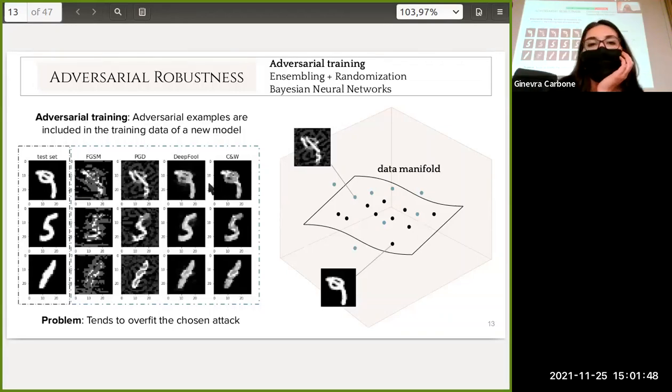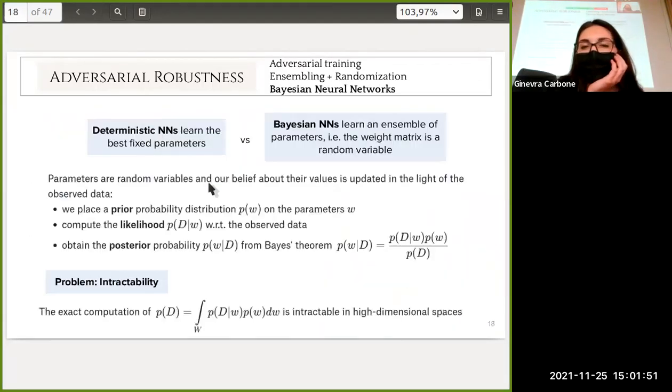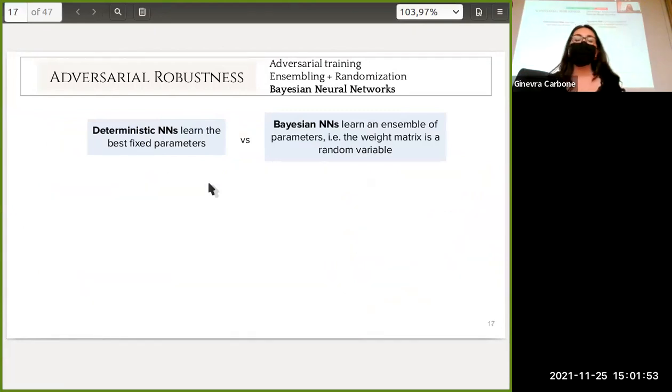Okay. So I guess I can go on. Now, yes, I wanted to talk about Bayesian neural networks, which is one of the main topics that we worked on. And there is a substantial difference between how deterministic neural networks and Bayesian neural networks are trained. Because in a deterministic case, we are trying to learn a set of fixed parameters for our network. So we have this parametric function f, and we want to learn a fixed set of weights w.